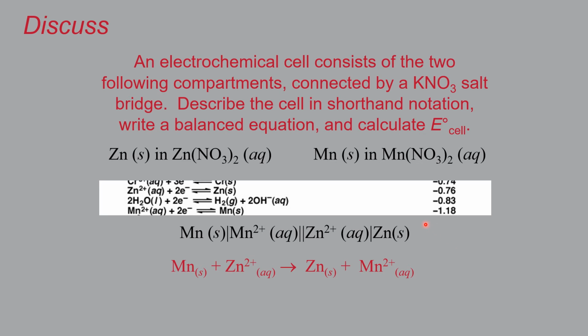And what would the cell potential be? Again, this one stays as it is. This one gets flipped, which means we have negative 0.76 volts plus a positive 1.18 volts, which gives us a total standard cell potential of 0.42 volts.